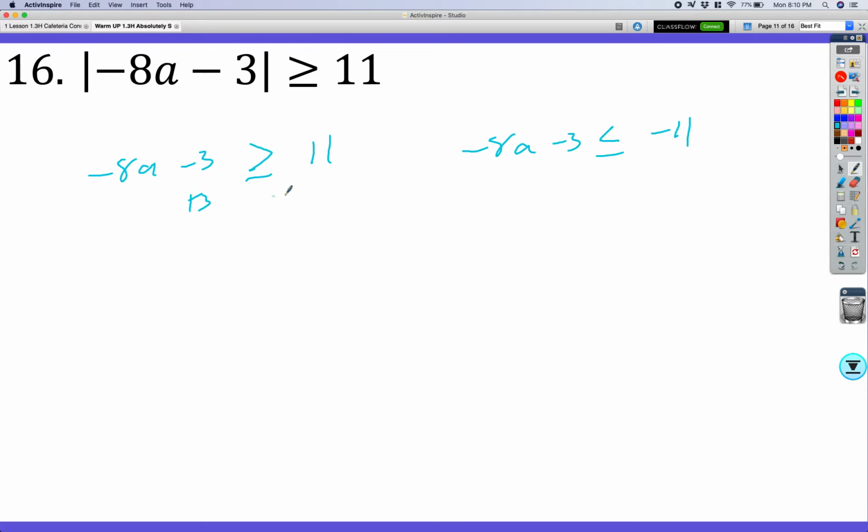So let's go ahead and add 3 to get negative 8a is greater than or equal to 14. Divide both sides by negative 8. Now this might be something that we forgot in the previous lessons, but anytime I divide both sides by a negative, the inequality flips. So this would give me then a, instead of greater than, return to less than or equal to negative 7 over 4.